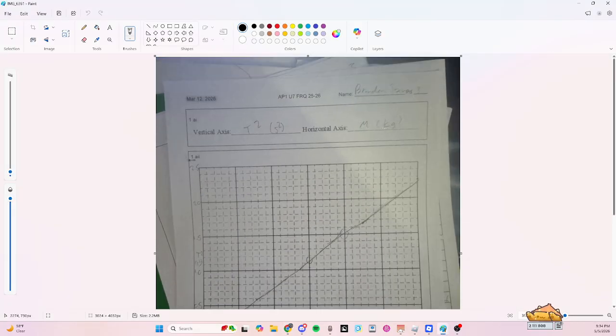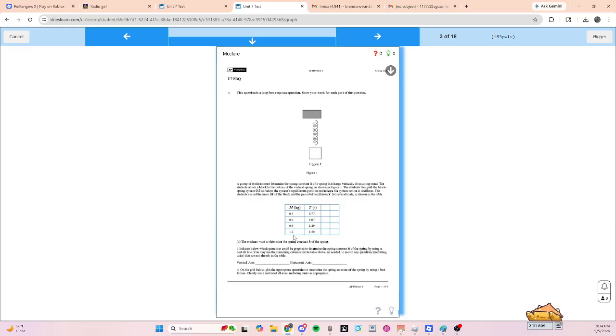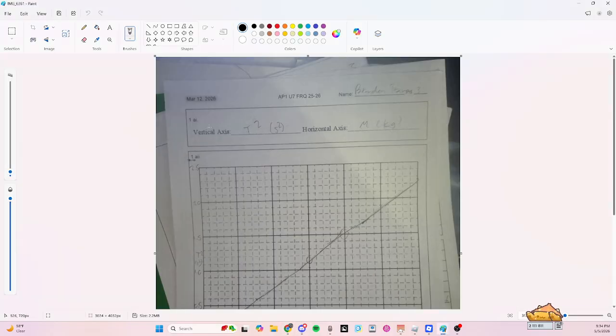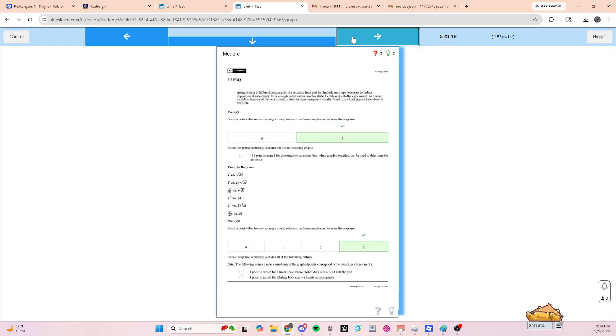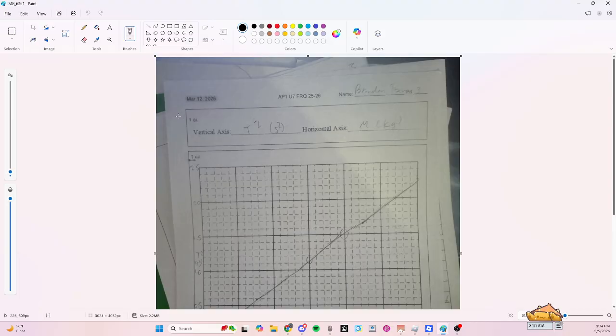I put T squared and m because we know the period is directly proportional to mass and inversely proportional to k. So if we manipulate the equation, k is equal to some numbers times T squared, the period squared, over the mass. So that's how I got this. This is right, 1.1.